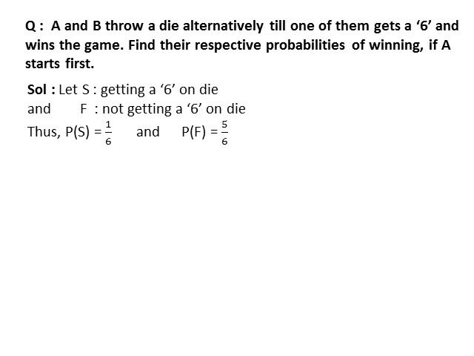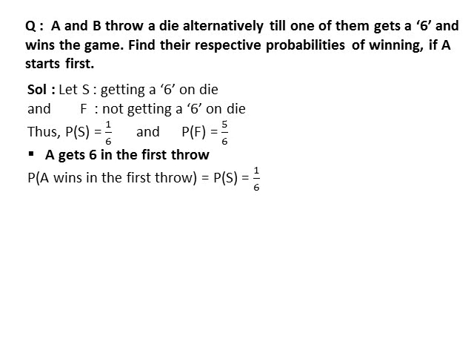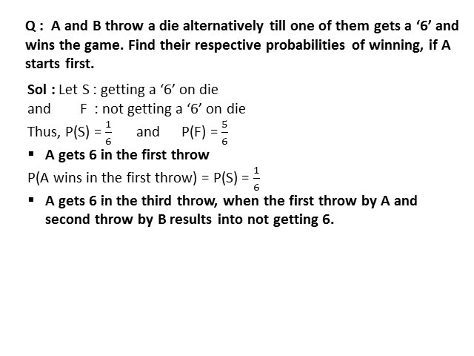As A starts the game, maybe A gets 6 in the first throw. Then the probability that A wins the game in the first throw equals P(S) equals 1 by 6. But if A didn't get 6 in the first throw, then B will throw the die, as we want to find the probability that A wins. So B will not get 6 in the second throw. Then A will throw the die again and get 6.